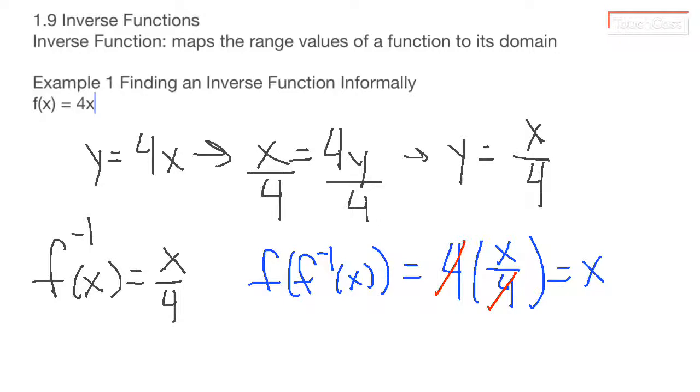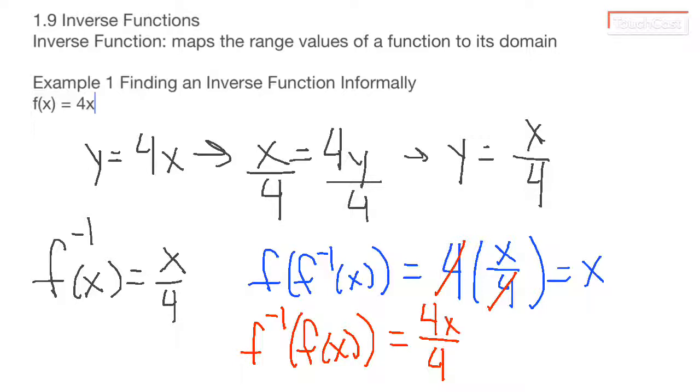Let's try the composite the other way. So let's put f inverse of f of x. If we do this, we should also get x back. So we know our inverse function was x over 4. With the x, we're going to replace it with f of x, and f of x was 4x. So it's going to be 4x over 4. And in here, these 4's will cancel each other out, and we'll be left with just an x. So we've informally found an inverse function.